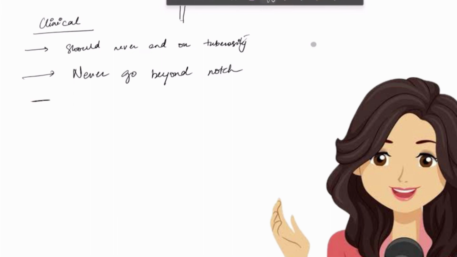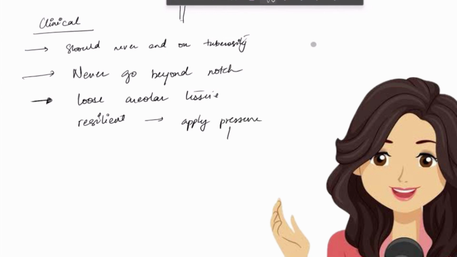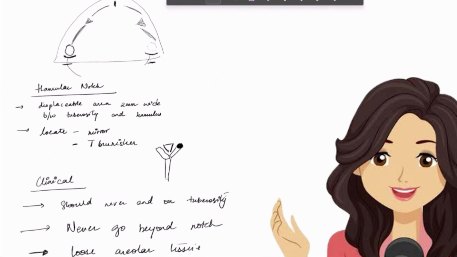Clinically, microscopically, it is made of loose areolar tissue. You see a lot of loose areolar tissue present here, and this tissue is resilient in nature, which means you can apply pressure over it to obtain a peripheral seal. It has good resilience, so you can apply pressure over it and obtain a good peripheral seal for your denture. Right? So that is about your hamular notch.